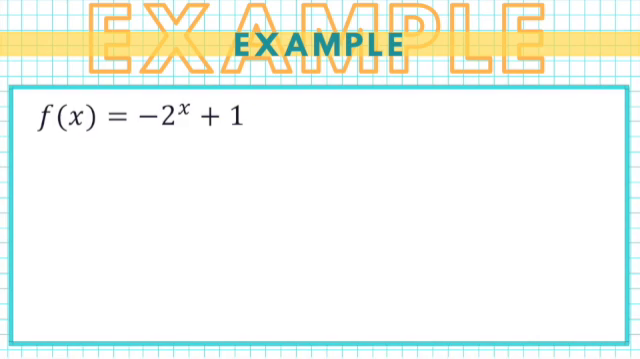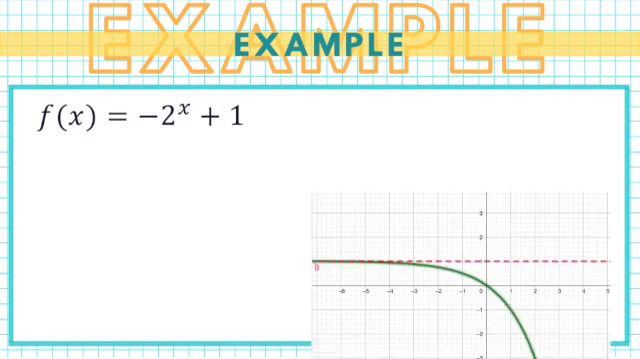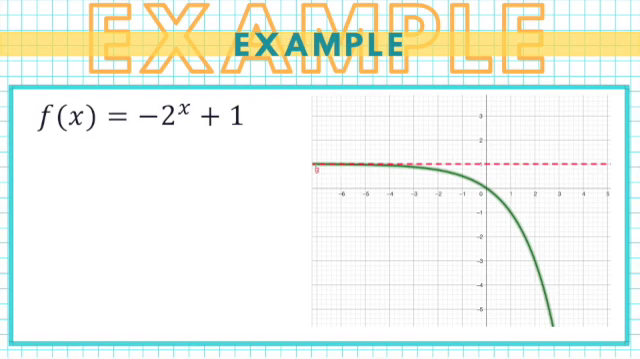Now, let's try this example. We have f(x) = -2^(x) + 1. If we're going to graph this function, the function looks like this. Notice the red line still represents our asymptote. Therefore, our asymptote is the line y = 1.